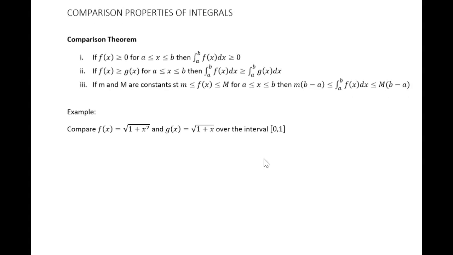All right, now we have the comparison properties of integrals. If f of x is greater than 0 for the entire interval, then the integral is greater than 0 for the entire interval. If f of x is greater than g of x for the entire interval, then the integral of f of x is greater than the integral of g of x. And if m and M are constants such that the function stays between those two boundaries, then the average value of the function, which is what this notation implies by having that times b minus a, is going to be in between those two values.